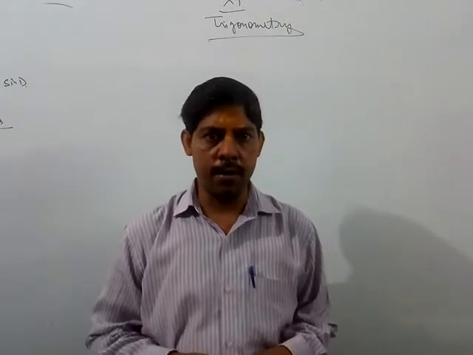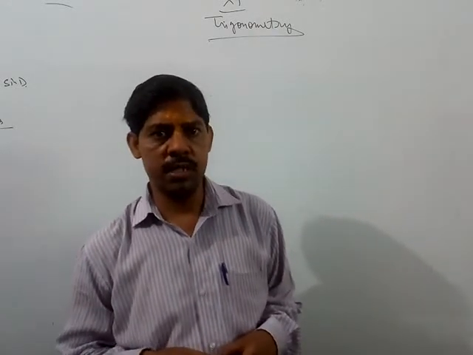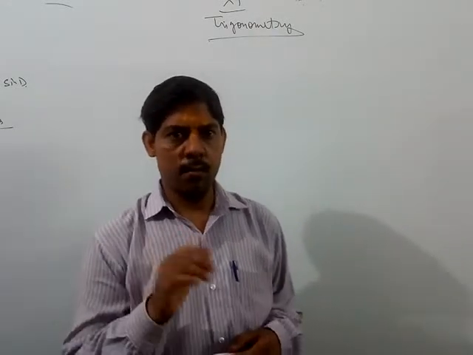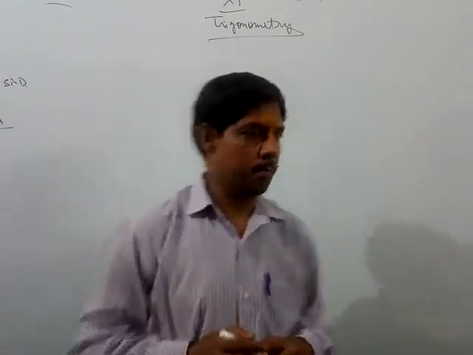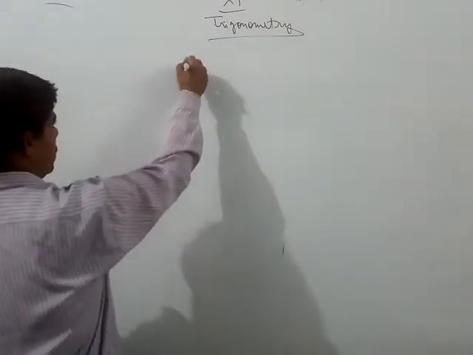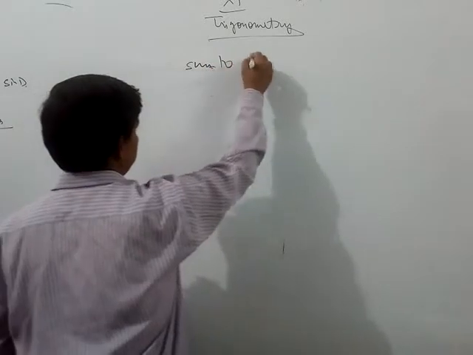We are doing trigonometry. Today we will see identities: sum to product and product to sum. What are those? Let us see sum to product.